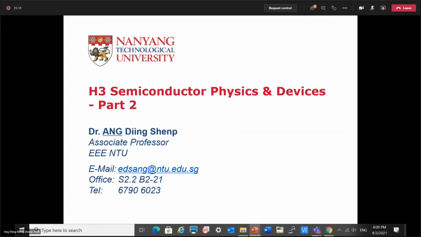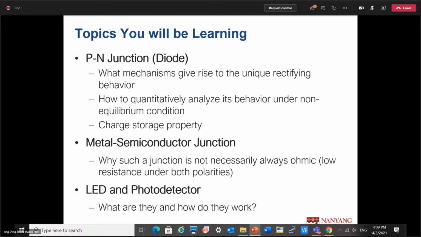Now, before I start the lecture, I just want to do an overview of part 2, just to give you an idea what you'll be learning in this second half of the course. There are 3 important topics that I'll be covering, as shown here. What we are going to do today is PN junction. PN junction has a more common name called the diode.